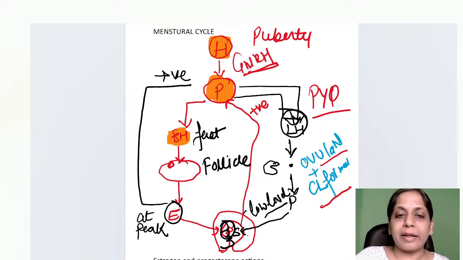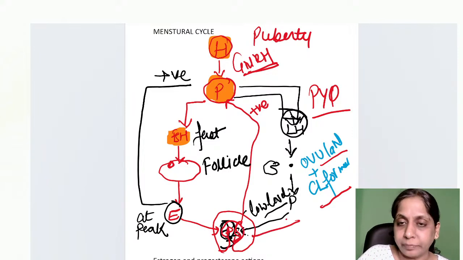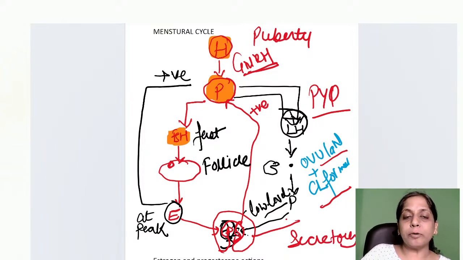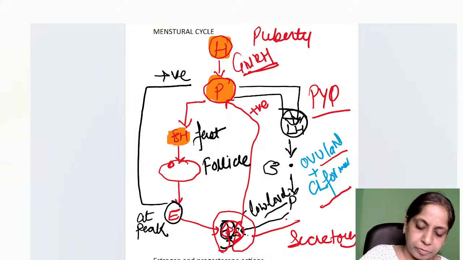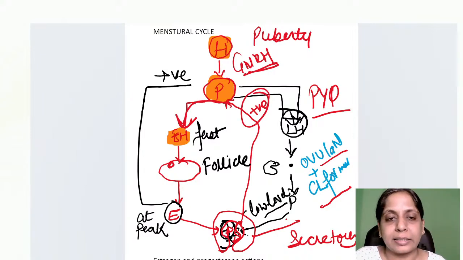The corpus luteum releases progesterone, which causes secretory changes in the endometrium. And when the progesterone levels fall, the next cycle is started again.